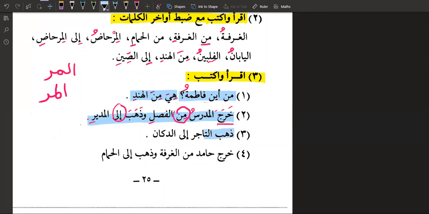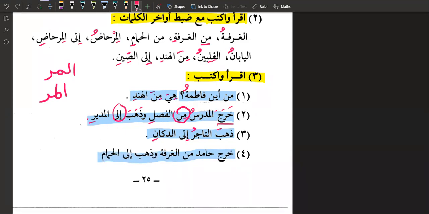عبد القيوم. ذهب التاجر إلى الدكان. ما معنى الجملة؟ The merchant went to the shop. So the merchant, or the trader, or the businessman, he went to the shop. إسماعيل. خرج حامد من الغرفة وذهب إلى الحمام.